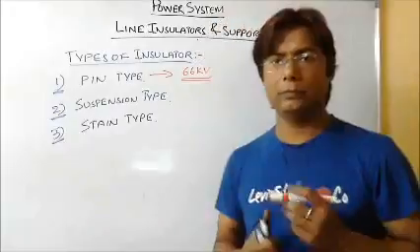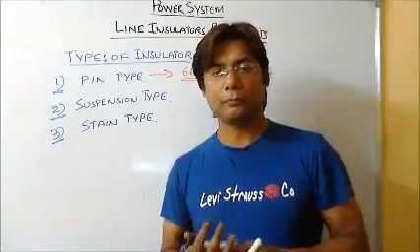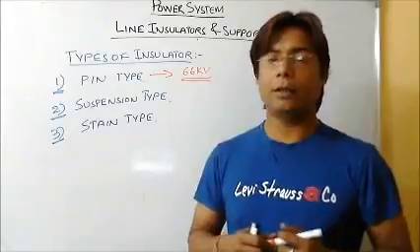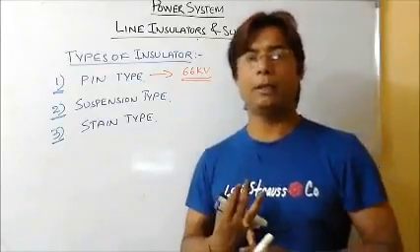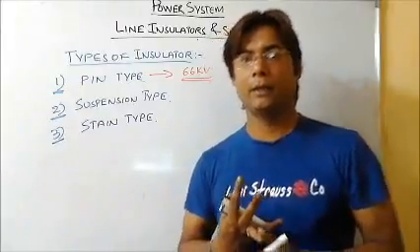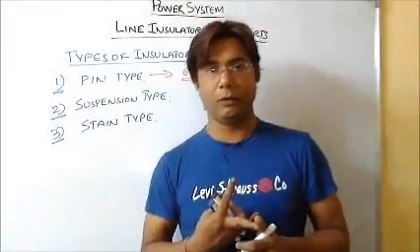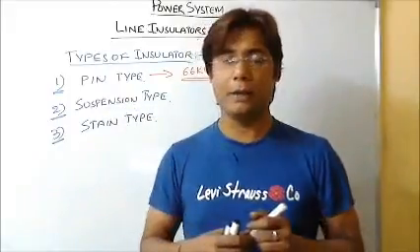The size of the insulator is also big, as well as the weight of this insulator becomes high. So these three things, the economical properties and its electrical properties, make the pin type insulator used up to 66 kilovolts only. Beyond that, suspension type insulators are used.